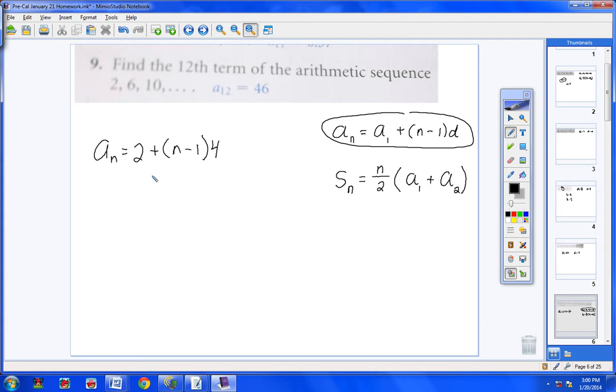There, I found my nth term. Now, using this formula right here, quickly I can find the 12th term by putting a 12 in for n.